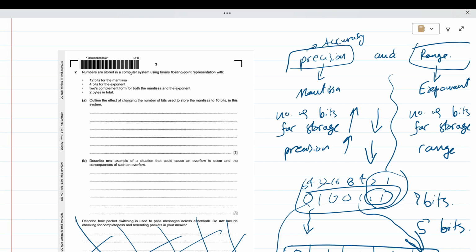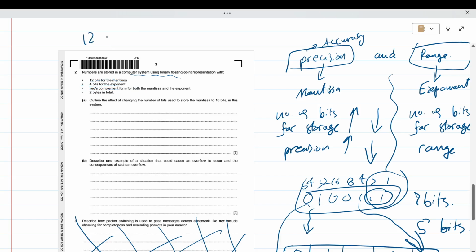The numbers are stored in a computer system using binary floating point representation with 12 bits for the mantissa, 4 bits for the exponent, and two's complement form for both the mantissa and the exponent. You know what this line means? It just means that you've got this 0 0 0 0 whatever. How do you know whether this number is a positive binary number or a negative binary number? The most significant bit is going to be 1 if it's negative, it's going to be 0 if it's positive. That's it, right? That's the two's complement form.